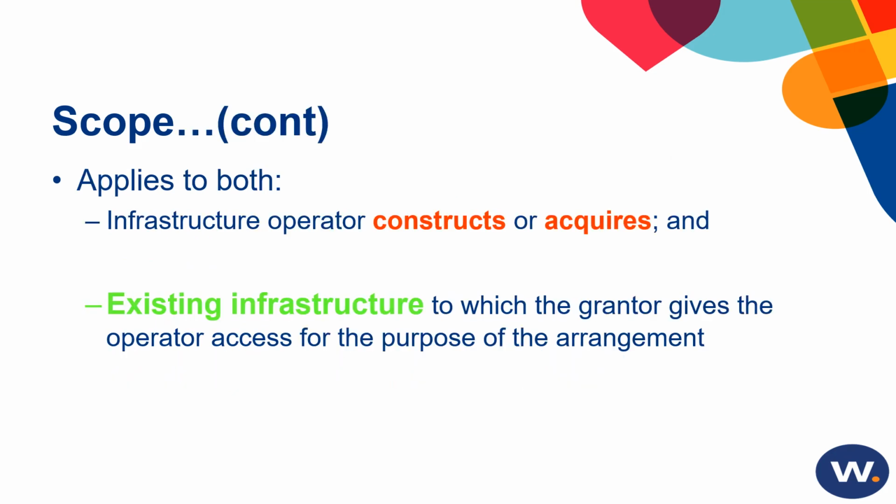IFRIC 12 applies to infrastructure which the operator constructs, as well as infrastructure which an operator may acquire from a third party. It also applies to existing infrastructure to which the grantor gives the operator access for the purposes of this arrangement. Any assets which are owned by the operator are not the subject of this interpretation.